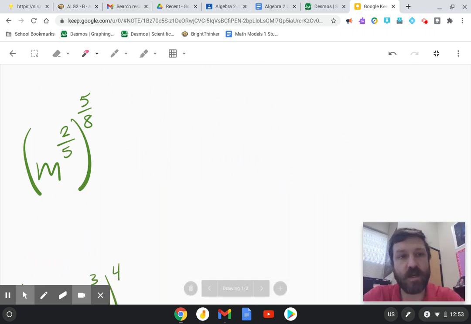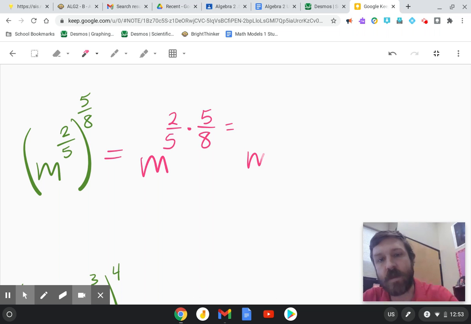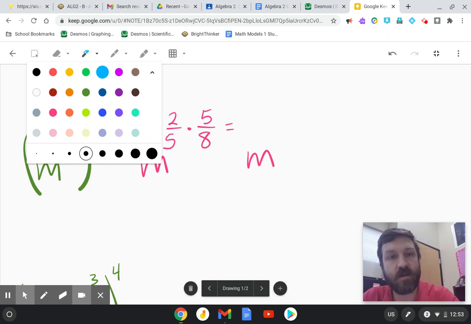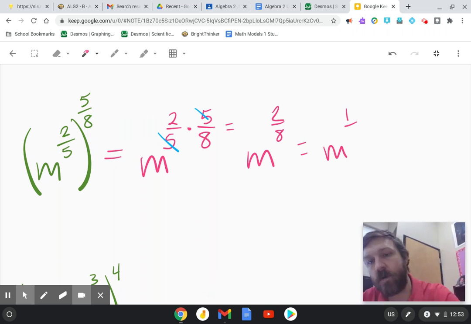More of the same. I need to multiply these two. But if we write this out, you'll see it's 2/5 times 5/8. So that's going to be m raised to, and then we can see here that the 5s are going to cancel, leaving me with m to the 2 over 8, which reduces further to m to the 1 over 4th.